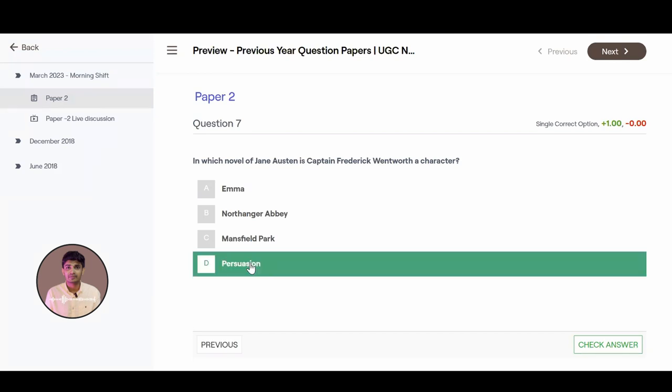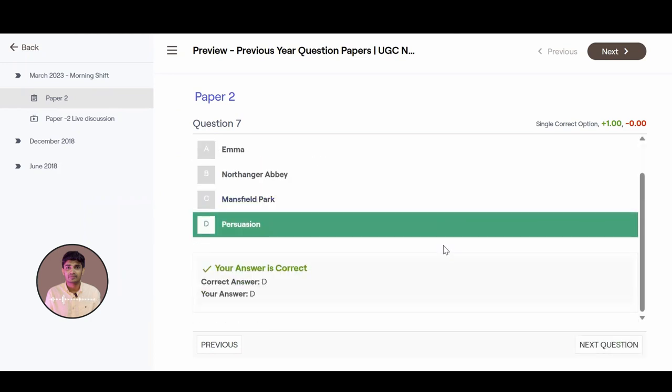Somebody has given D as the answer. Let's see. Yes, D is the answer. Persuasion is the answer. Captain Frederick Wentworth is a character in the novel Persuasion by Jane Austen. In the story, this character is a naval officer who previously had a romantic relationship with the protagonist, Anne Elliot.